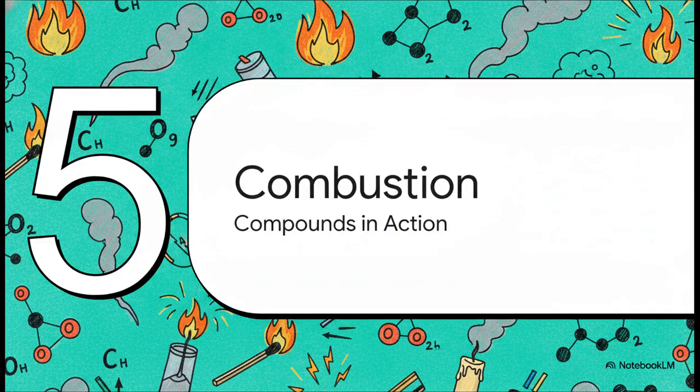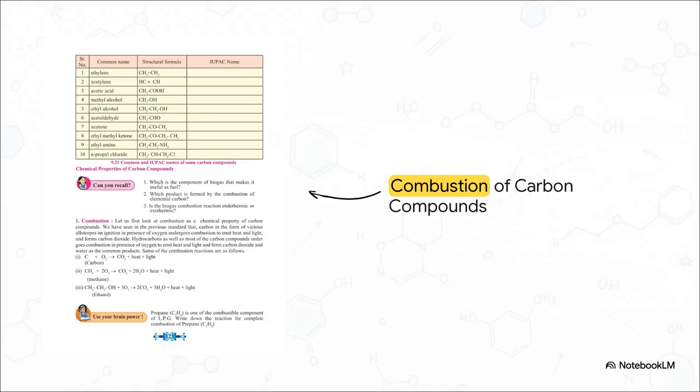Section 5, Chemical Properties, Combustion, Compounds in Action. Let us finally look at how they react, focusing specifically on a highly useful reaction, combustion. Look at the equations at the bottom here. You will see that when we look at combustion, hydrocarbons like methane and ethanol burn brightly in the presence of oxygen. They emit heat, light, and form carbon dioxide and water. This highly exothermic reaction is the precise reason we use compounds like propane as fuel in our daily lives. It is an absolute game changer.